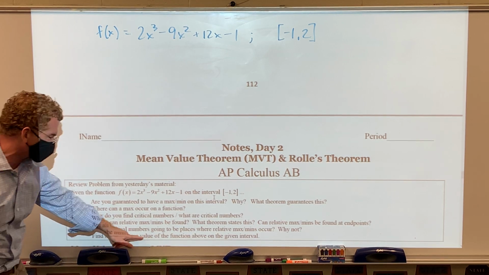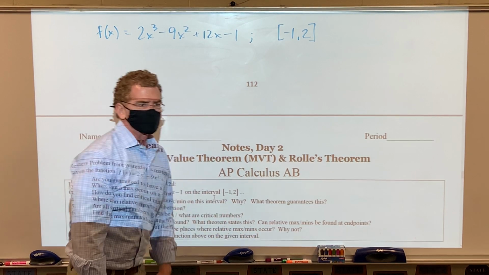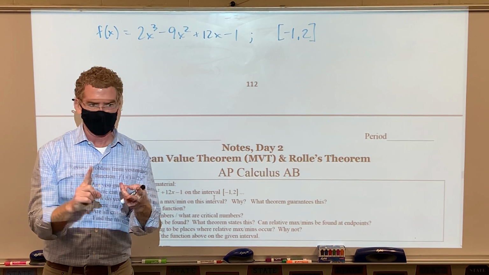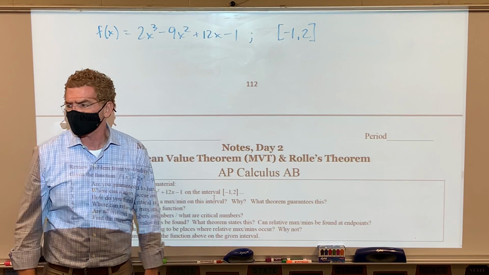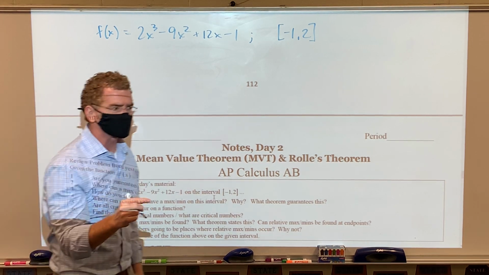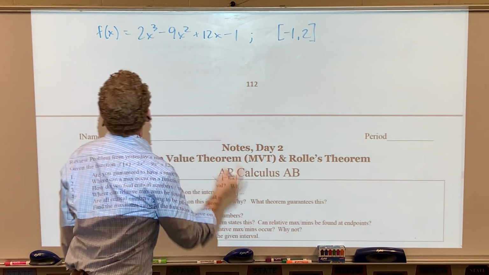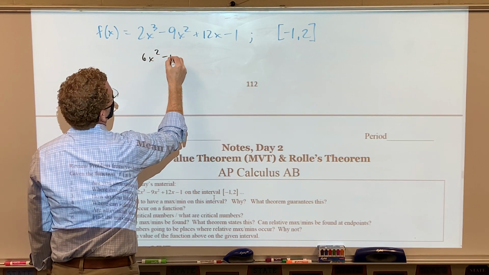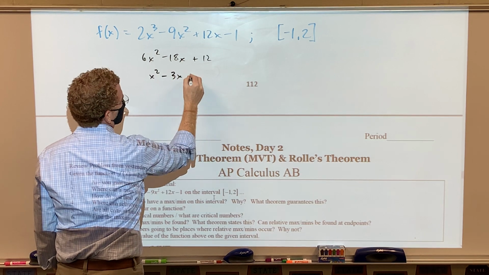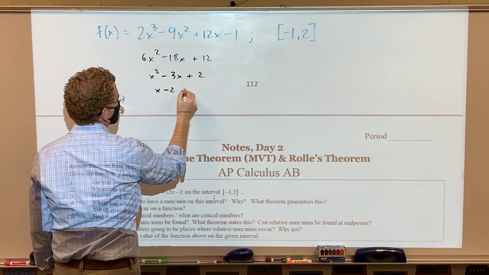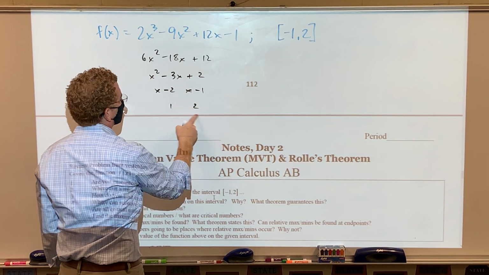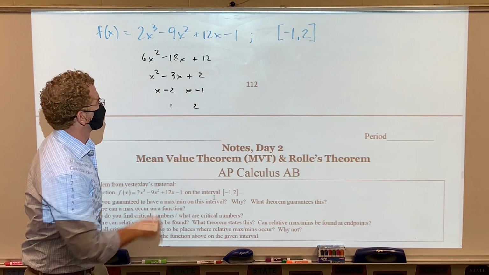The last thing is find the max of this function on the given interval. So to find the max, I need to check the critical numbers and the endpoints and see which one has the highest y value, right? So I'm going to take the derivative, and by the way, AP is going to give you points for showing your work. I know a lot of you just do this kind of stuff. 6x squared minus 18x plus 12, divide a 6 out. Don't do this, by the way. Factor, and okay, 1 and 2, and they're both in that interval. All right, I'm good. So 1 and 2 are my critical numbers.